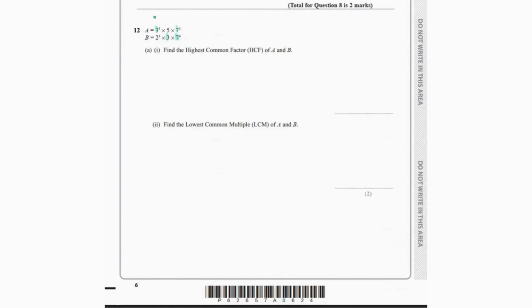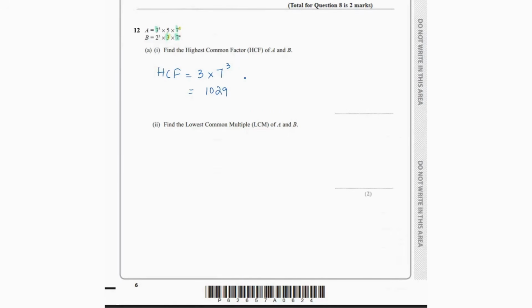Now from those 3 and 7s, you will pick the lowest power. So over here, this 3, which doesn't have a power, that means it has a power of 1. And 7 cube is smaller than 7 to the power 4. So HCF is 3 times 7 cube. So 7 cube is going to be 343, and then times 3. 1029 is your highest common factor of A and B.